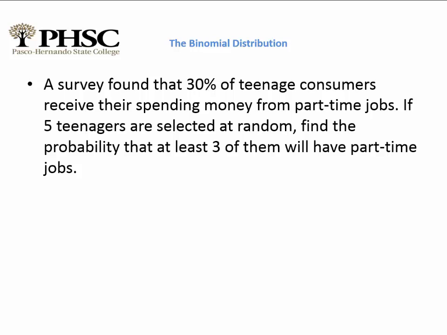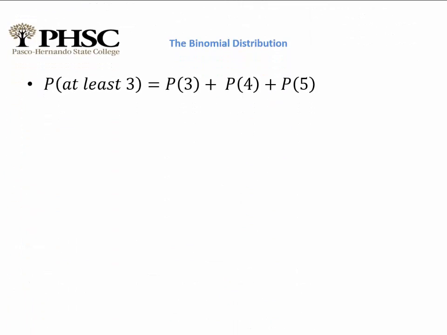So here's another example. A survey found that 30% of teenage consumers receive their spending money from part-time jobs. If 5 teenagers are selected at random, find the probability that at least 3 of them will have a part-time job. So the probability that at least 3 is equal to the probability of 3 plus the probability of 4 plus the probability of 5.